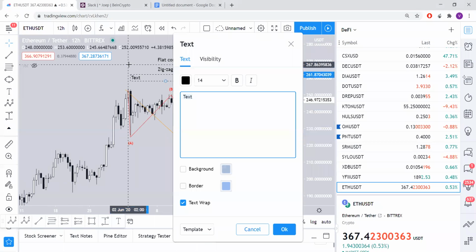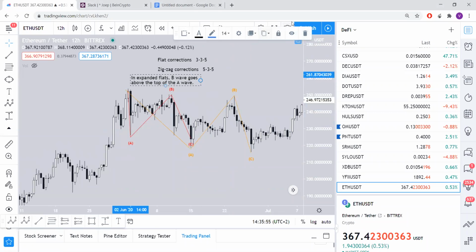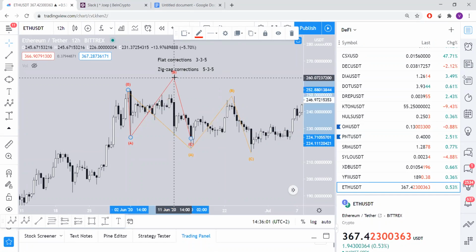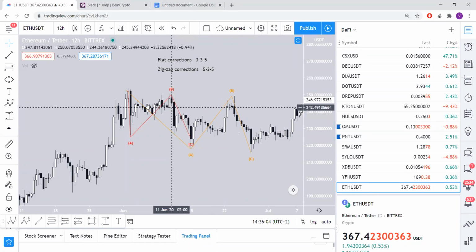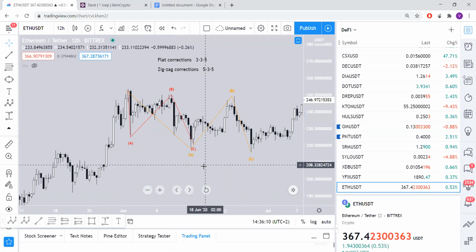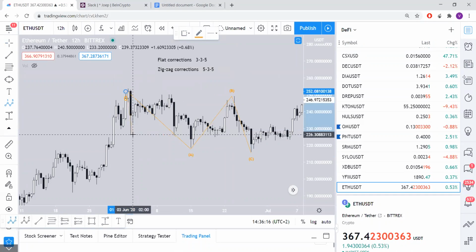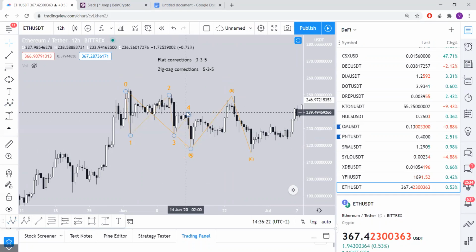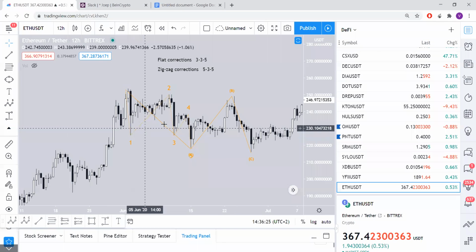Keep in mind, I think some people don't know this, so I'll just point it out. In expanded flats, the B wave goes above the top of the A wave. So if you see something like this, it's not necessarily incorrect, or even this. But if you see that, then the A wave needs to have 3 waves, not 5. Now, if you're thinking that this might possibly be a 5-wave formation, like this, then no, because wave 4 goes way into the territory of wave 1, so that's definitely not.